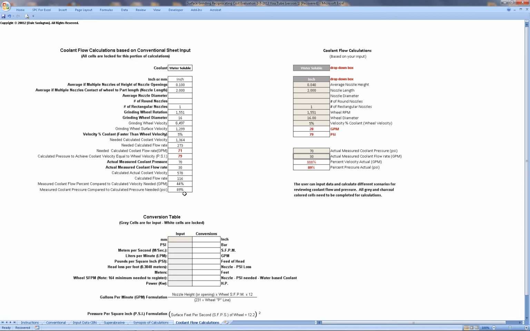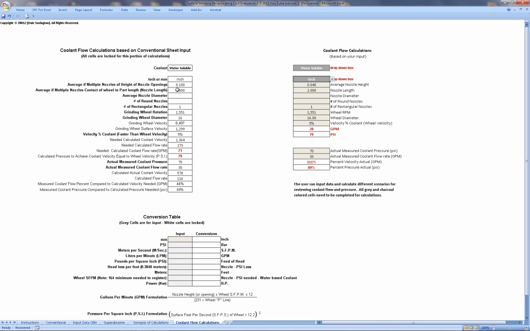So that lets you understand what you would need to do, which in this case would be probably to make a smaller opening or orifice to allow a bit more pressure and flow out of it. So this side is a coolant flow calculation that is interactive. And you can change, for example, whether you're using oil, water soluble, or synthetic. We're going back with water soluble. And we can decide if we're going to be using inch or millimeter in our input.